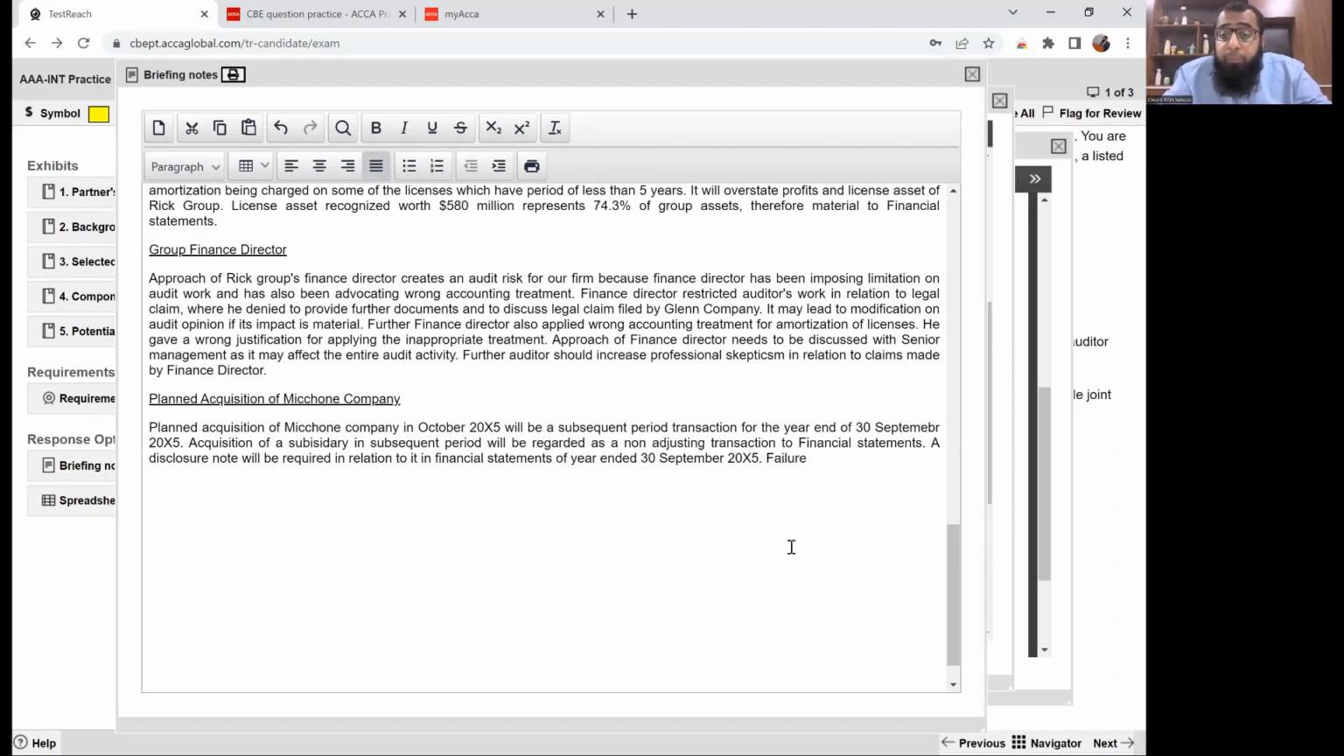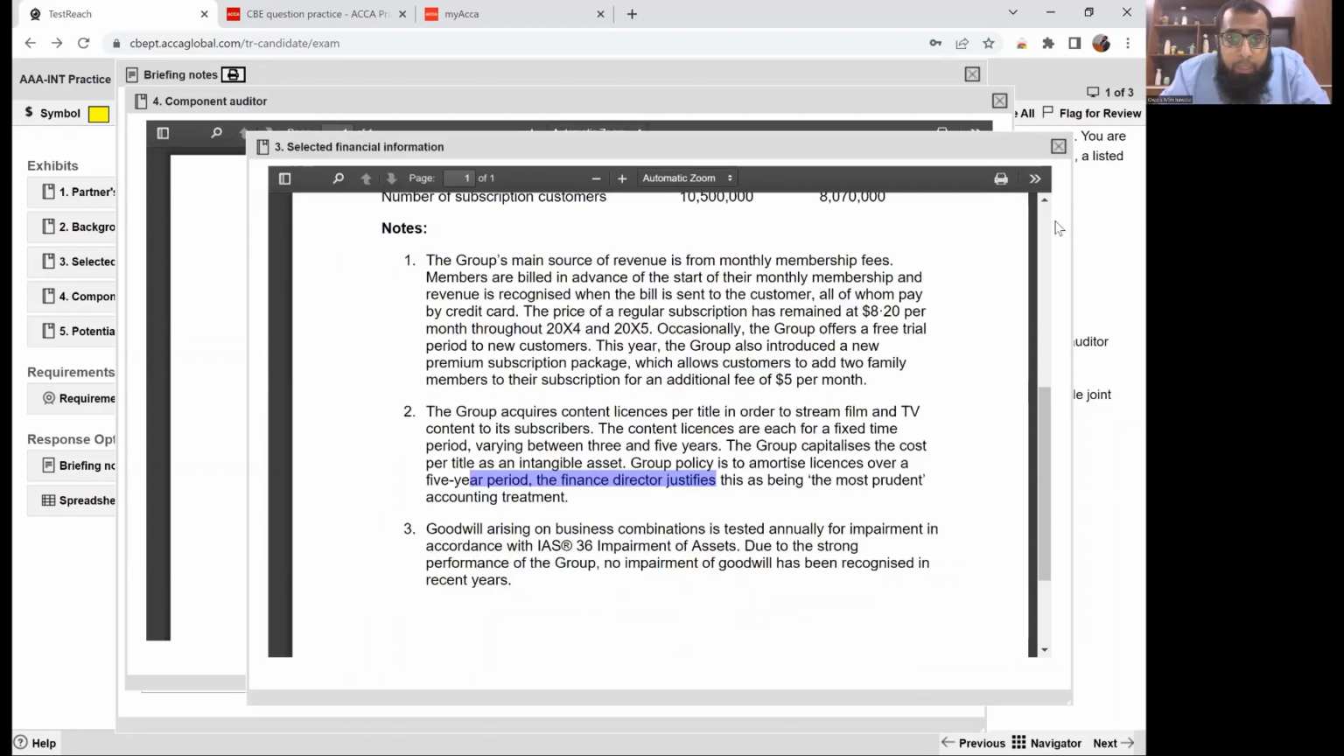Failure to give the disclosure note will misstate the notes to the financial statements. Okay, so we need to give a disclosure in relation to it. Then what is he saying? Okay, planned acquisition, that's Exhibit 5.